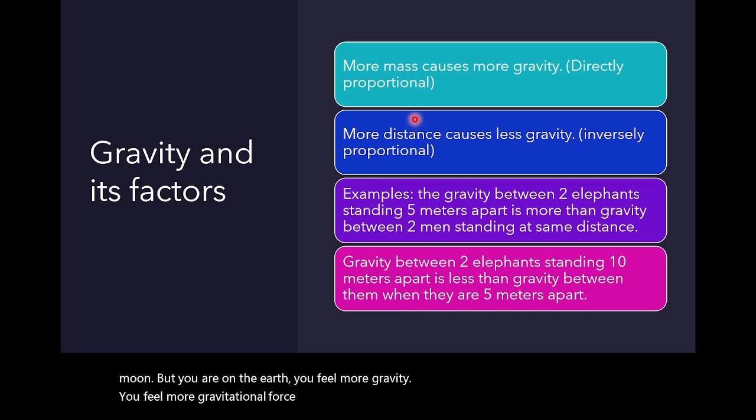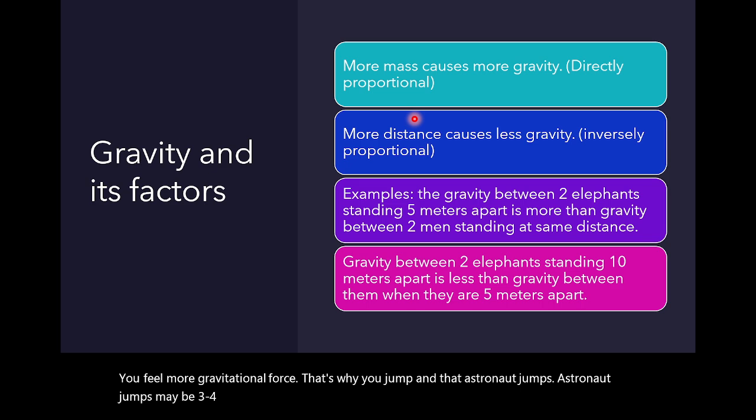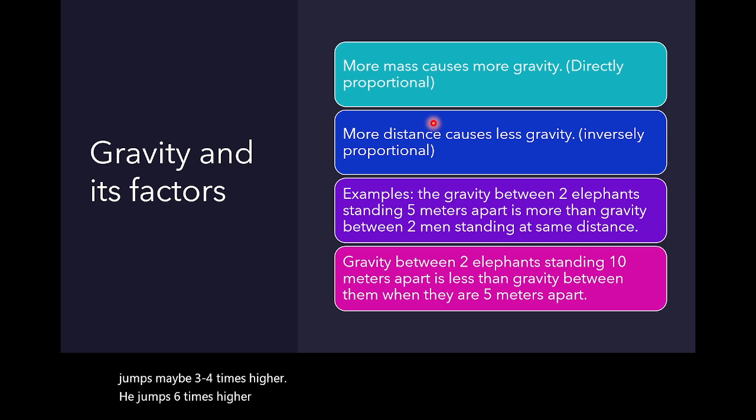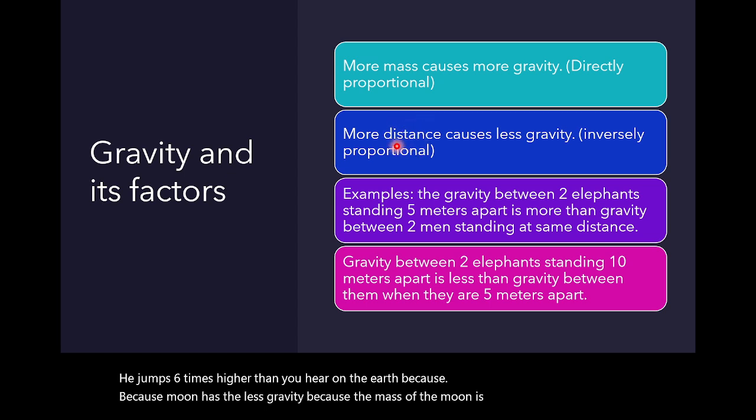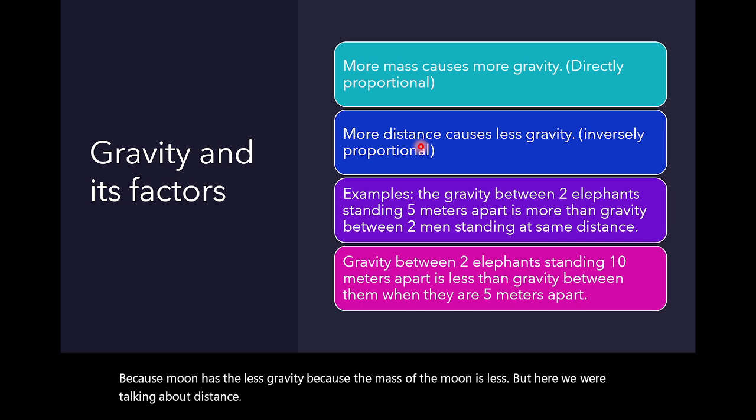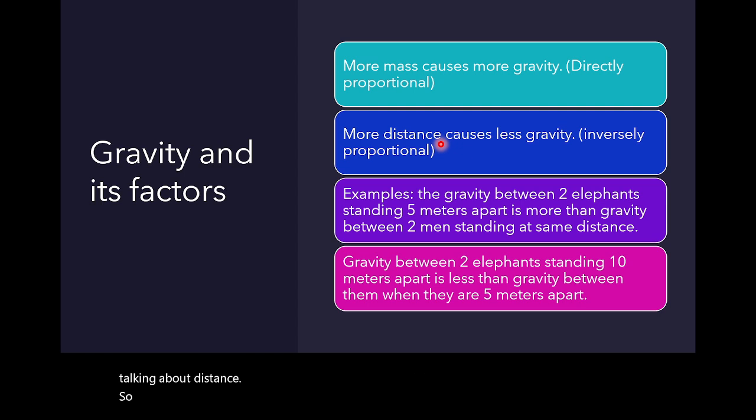That's why you jump, and an astronaut on the moon jumps maybe 3, 4, even 6 times higher than you here on the earth, because the moon has less gravity as the mass of the moon is less. But here we were talking about distance. So more distance, less gravity.